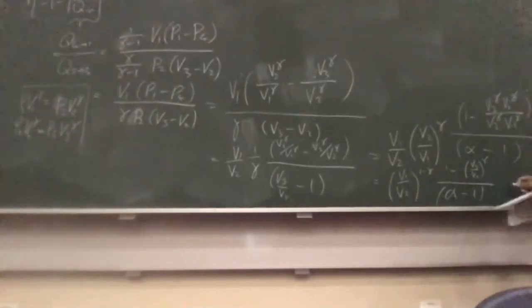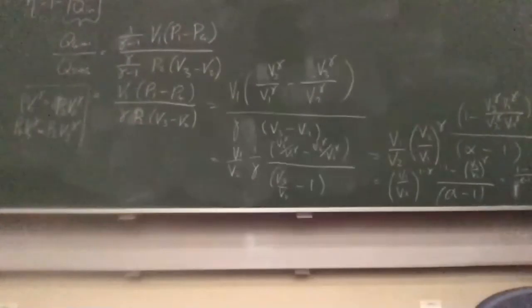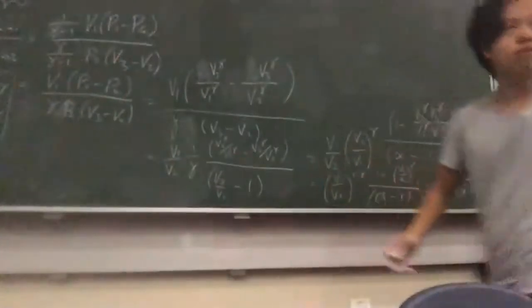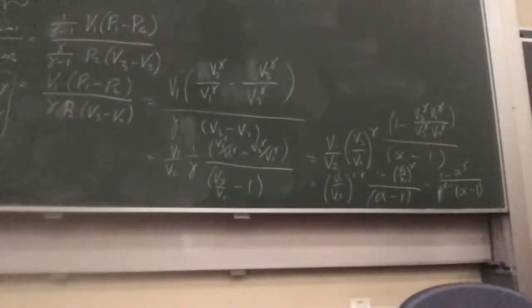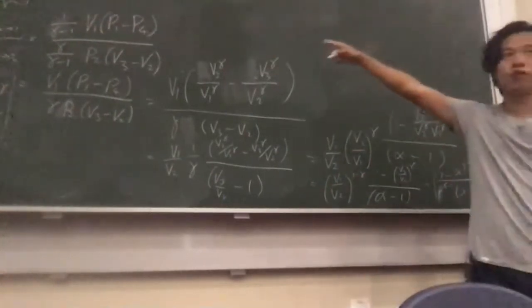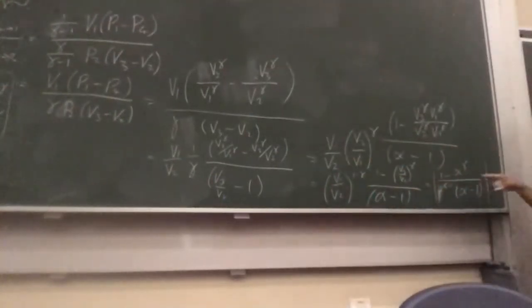Yeah, that should be all. Yes, that's 1 minus alpha to the gamma divided by R to the gamma minus 1 times alpha minus 1. Yeah, and you take the absolute value of the whole thing. So I think in the answer it's alpha to gamma minus 1, but because you take the absolute value of Q out and Q in, the sign here doesn't really matter.